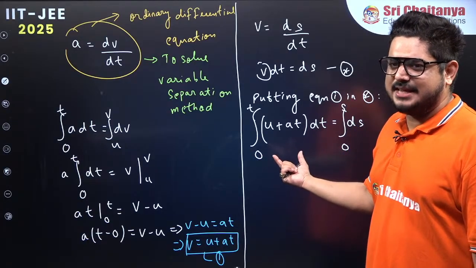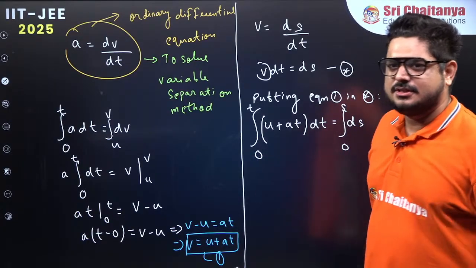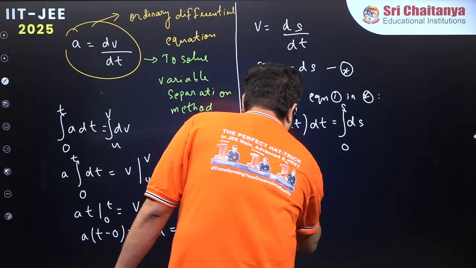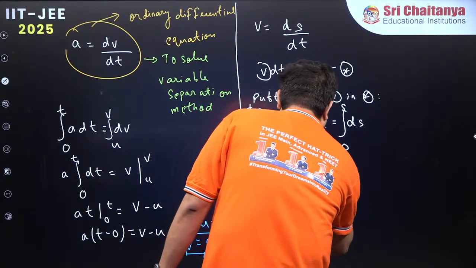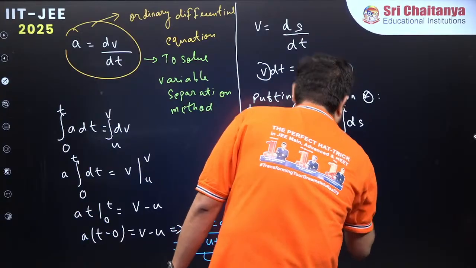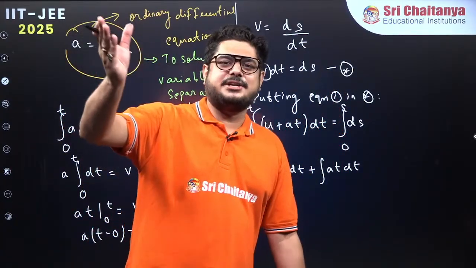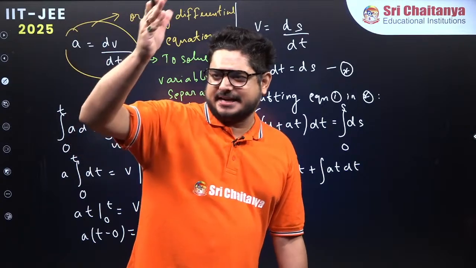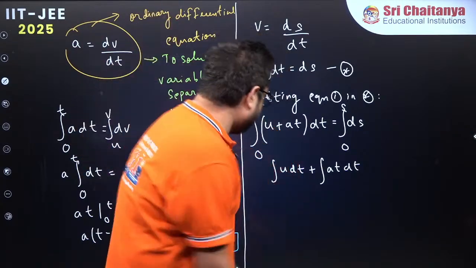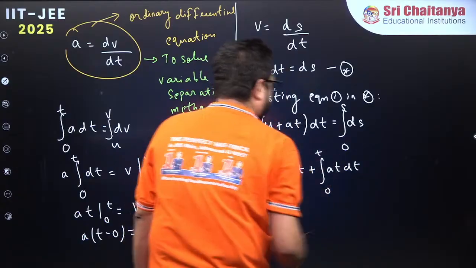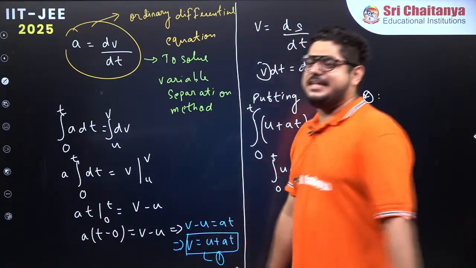And write down the answer over there in the chat box. So it's going to be integral of u dt plus integral of a t dt, isn't it? You can write down dt. You can multiply dt because I already mentioned that it can be used as an operator, isn't it everyone? So now limits 0 to t, and over there on the RHS, what will be integral of ds?